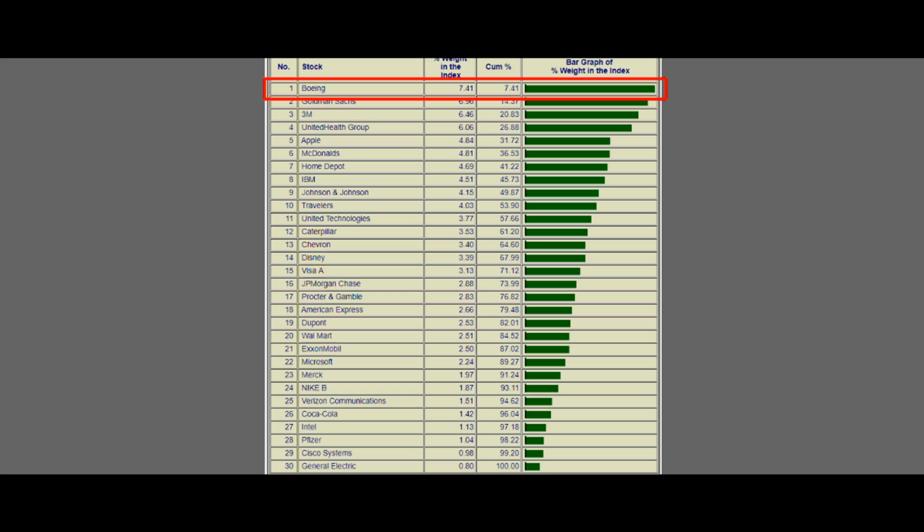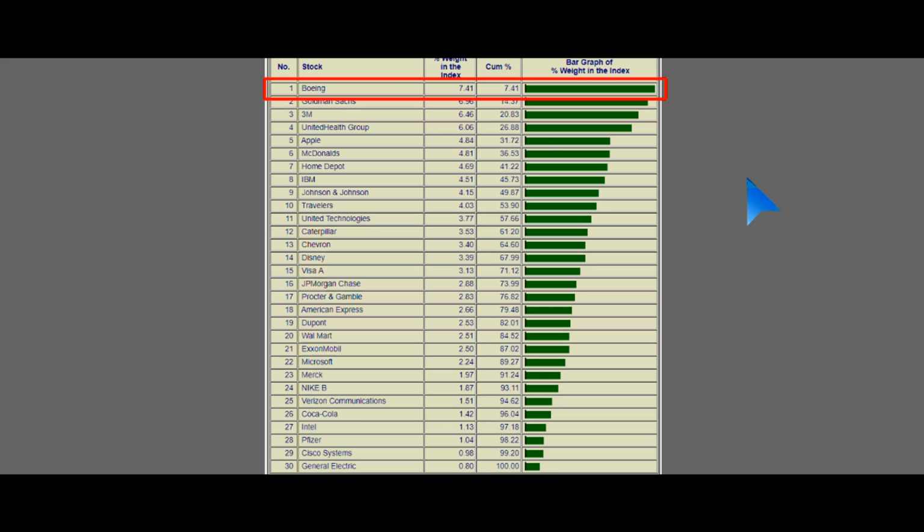So here are the 30 stocks that are within the Dow Jones Industrial Average. And you're probably familiar with them, some of them like Disney and Visa and JP Morgan Chase and Nike, Apple, McDonald's. These are all very familiar stocks. But what's interesting about how this index works is it's based on the price of stock itself.